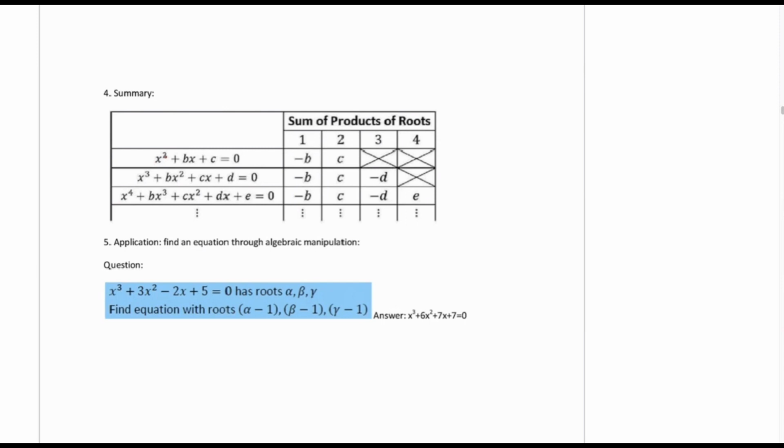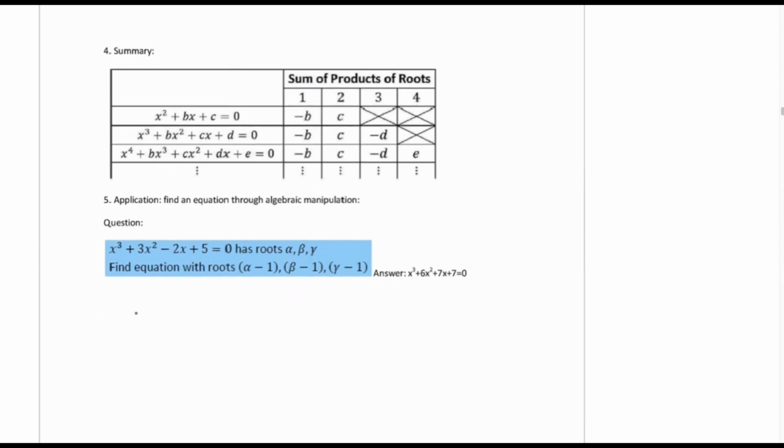So what we are going to do now is, they say, find the equation with roots alpha minus 1, beta minus 1, and gamma minus 1. They want us to find something like this. So what are we going to do here? First, if we make use of what we learned, we have to know that alpha plus beta plus gamma is equal to minus B. For our case here, this is B, this is C, this is D, so alpha plus beta plus gamma is equal to minus 3.